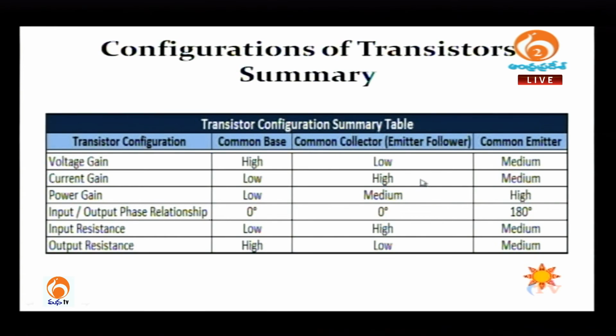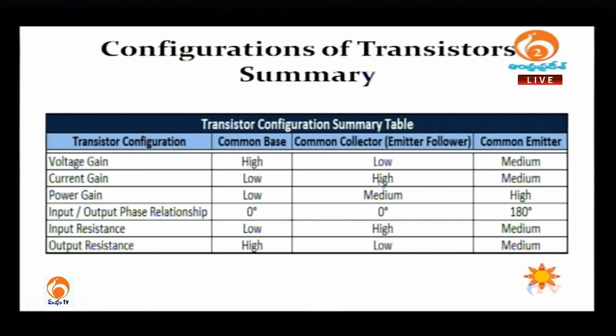But compare this with common collector configuration. The voltage gain is very low in the case of a common collector configuration, but the current gain is very high. It is due to the fact that the input current is base current and the output current is emitter current.